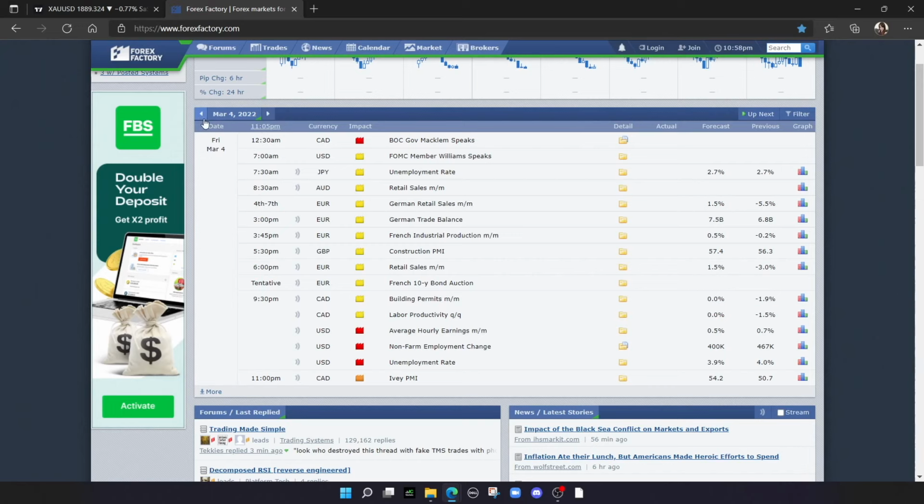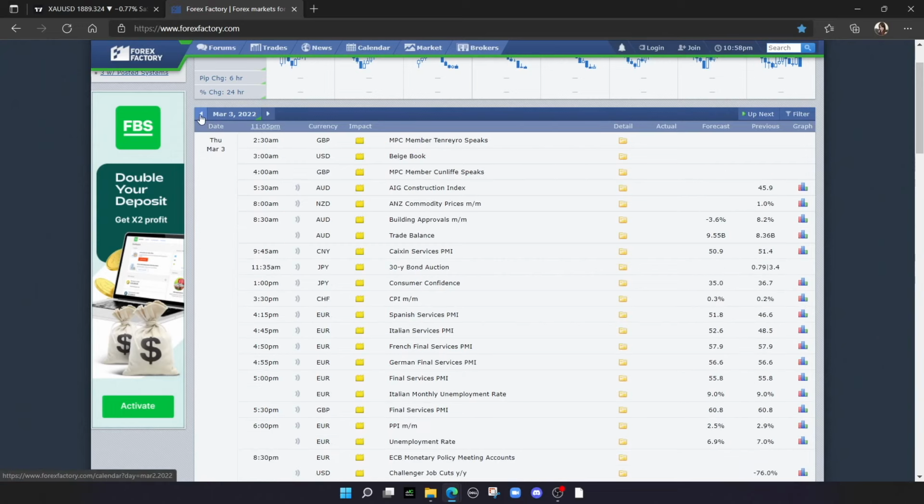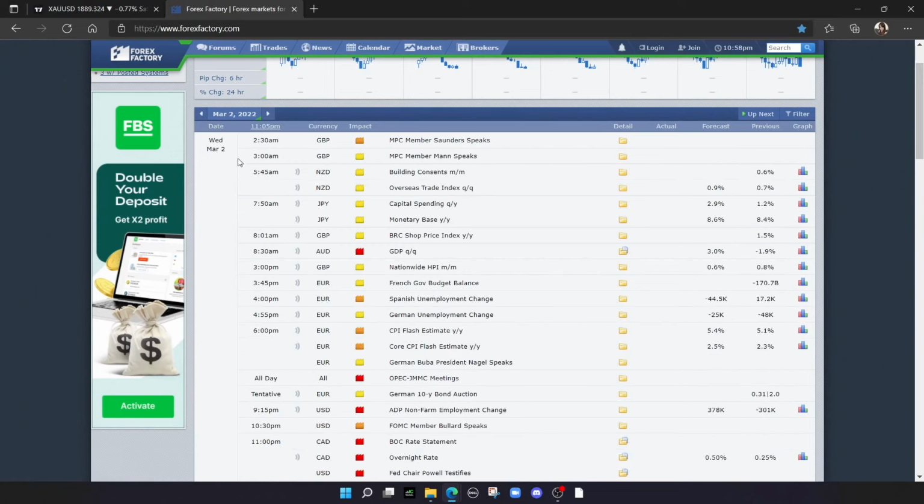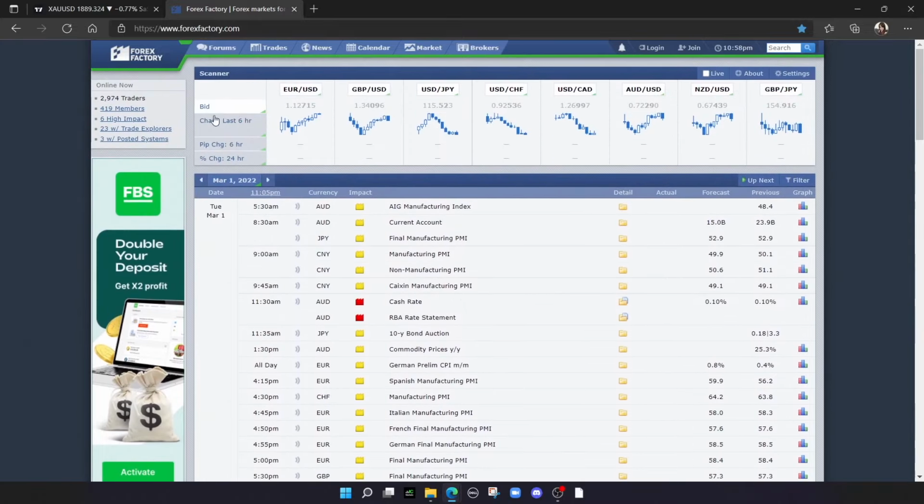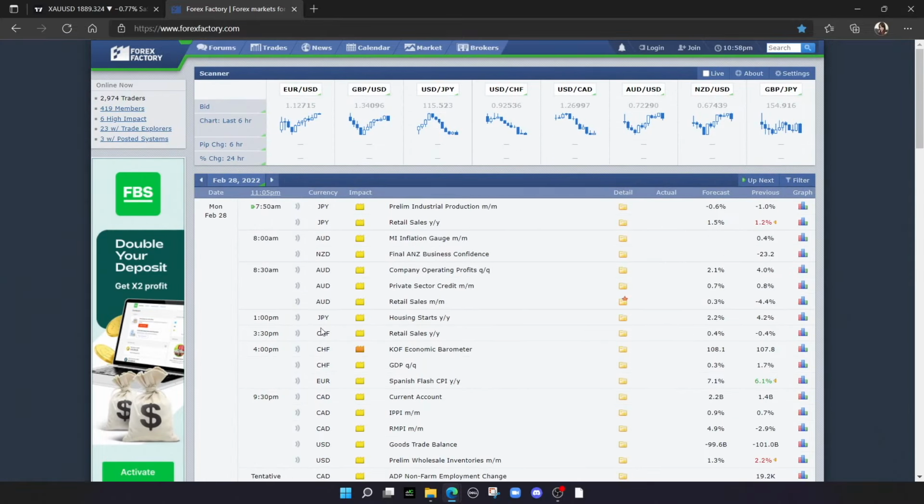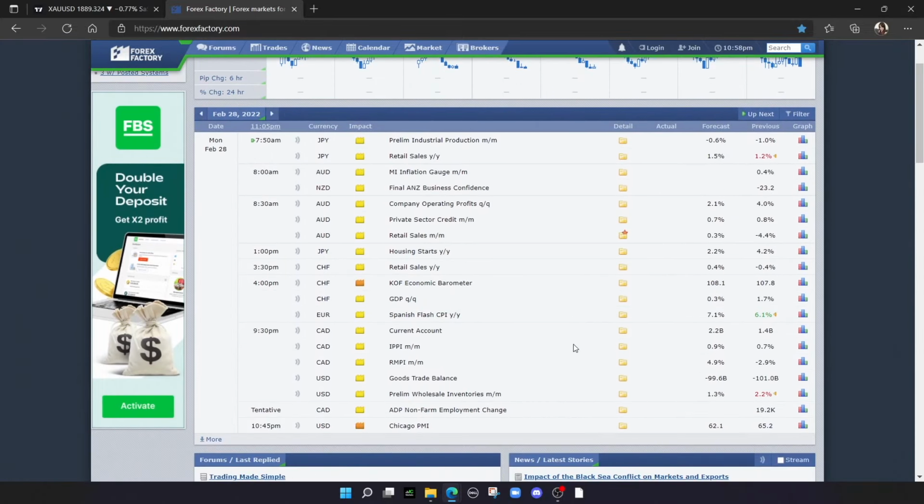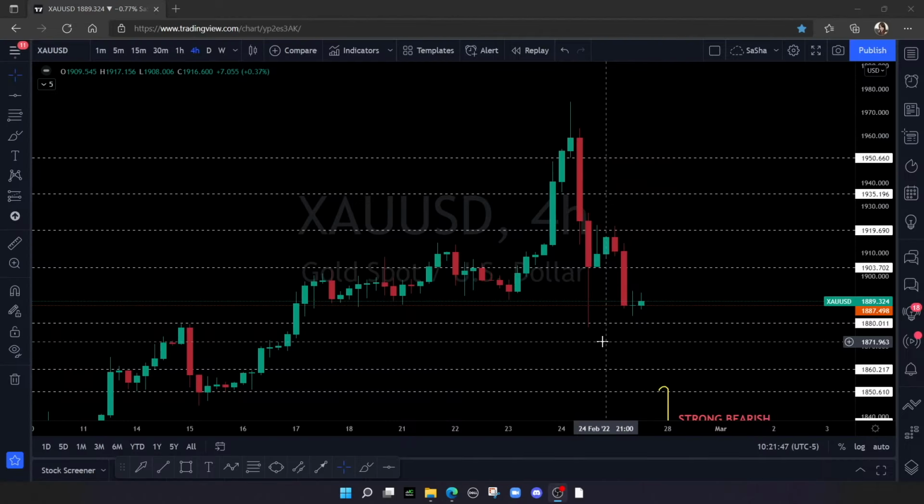So as you can see, Friday and Thursday especially are very, very volatile. Wednesday also has important news, Tuesday the same, and Monday as well. Other than that, considering the Russia-Ukraine situation, please be very careful and have your stop loss tight, small targets, and trade safely.